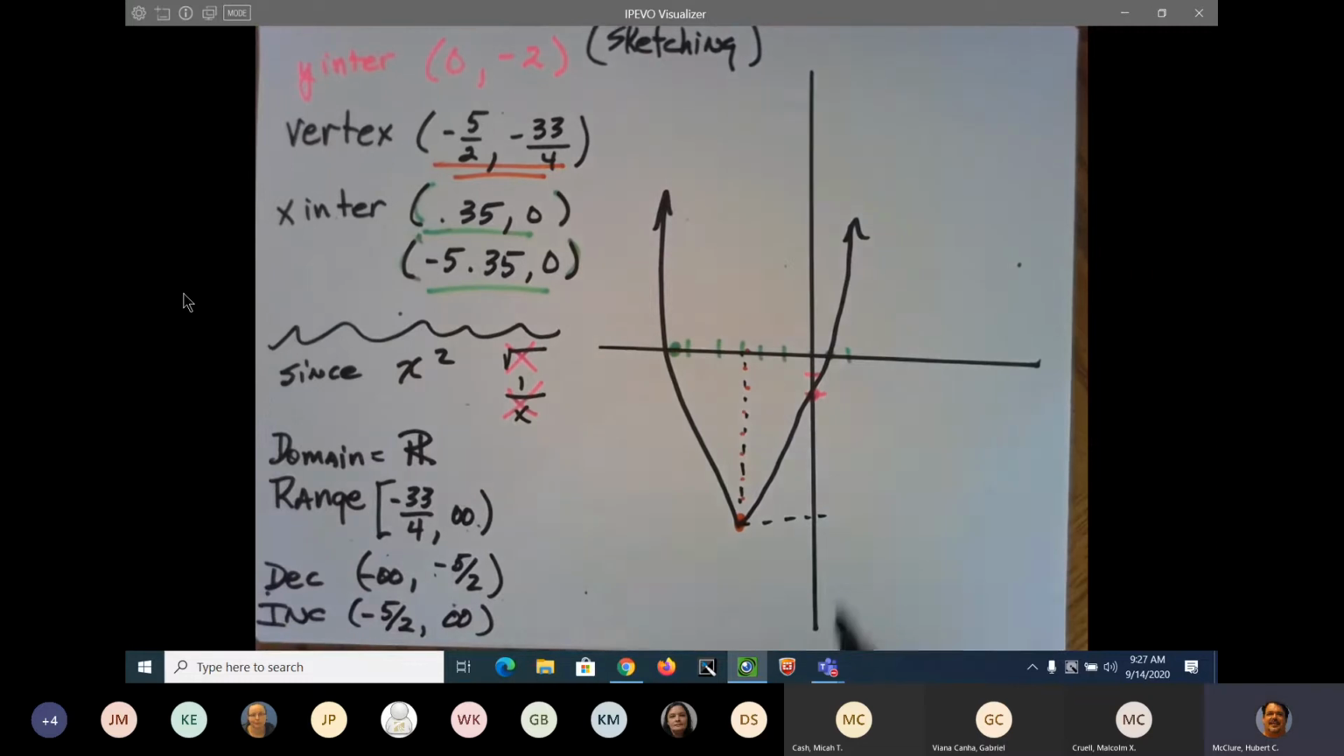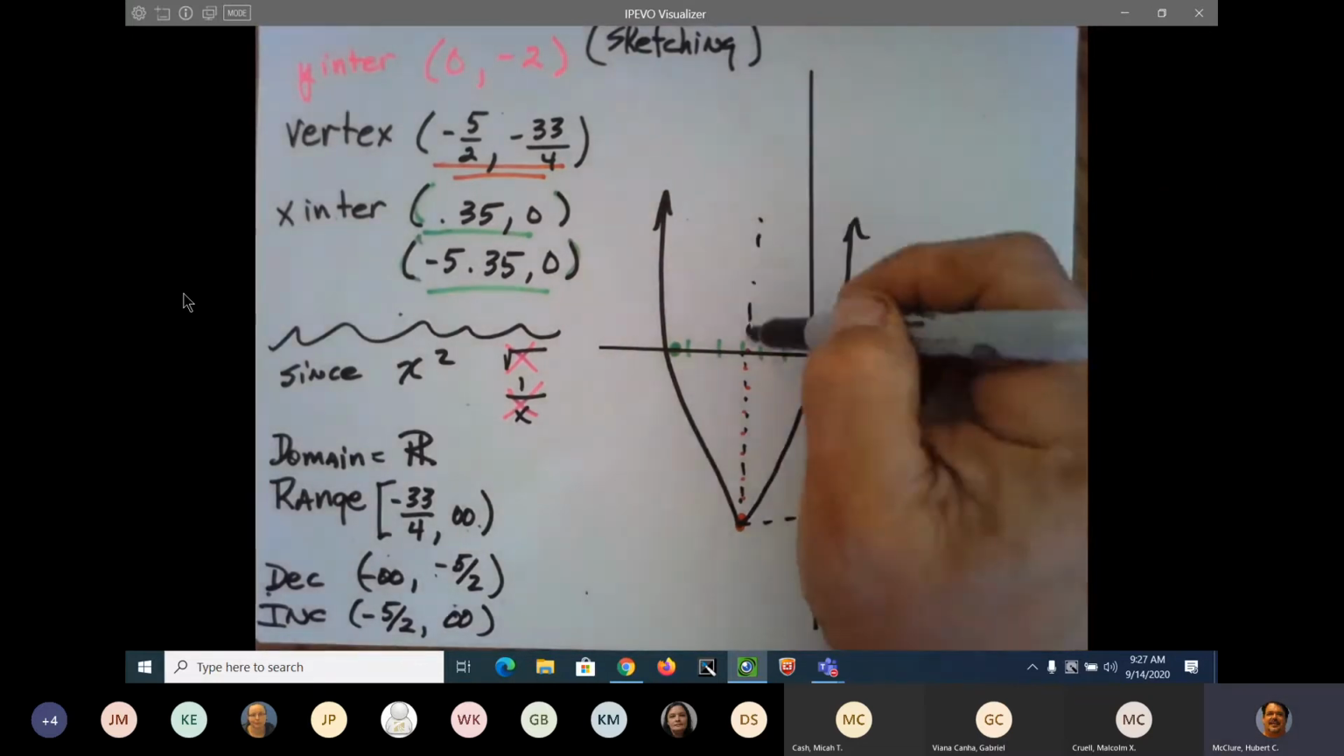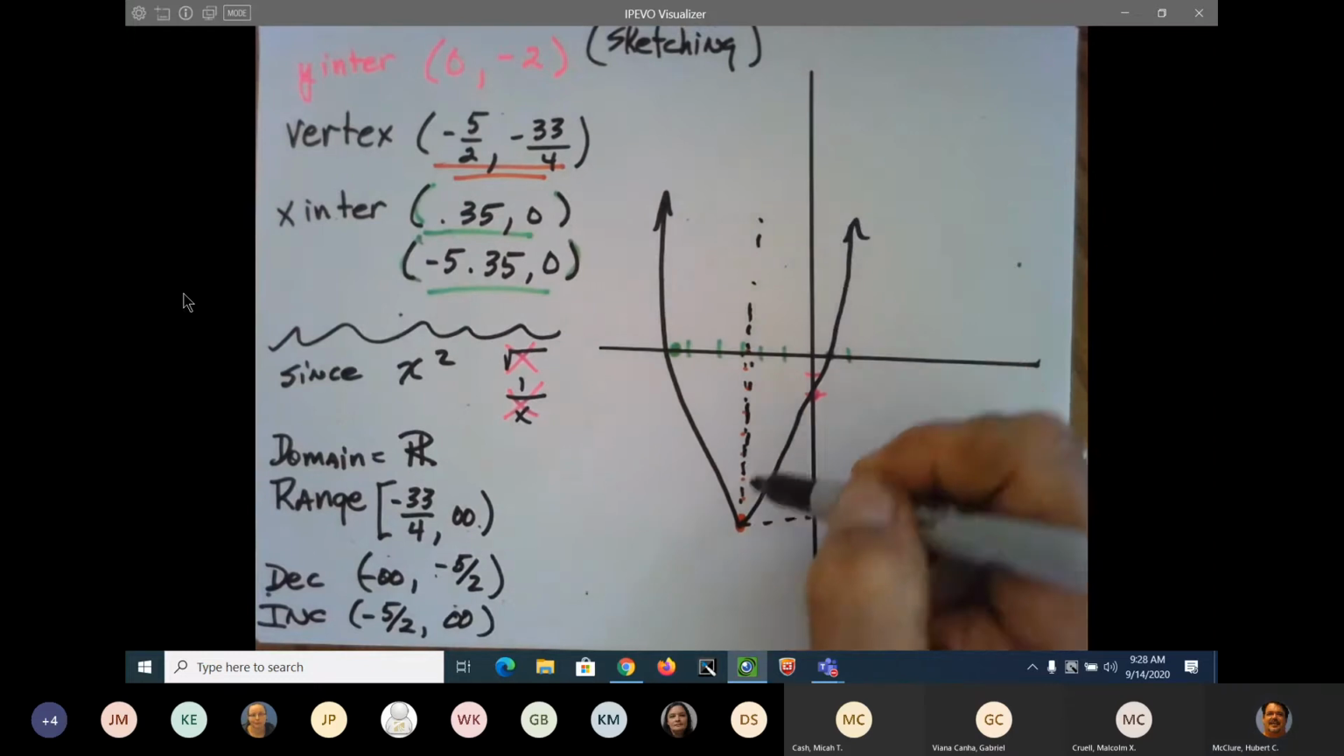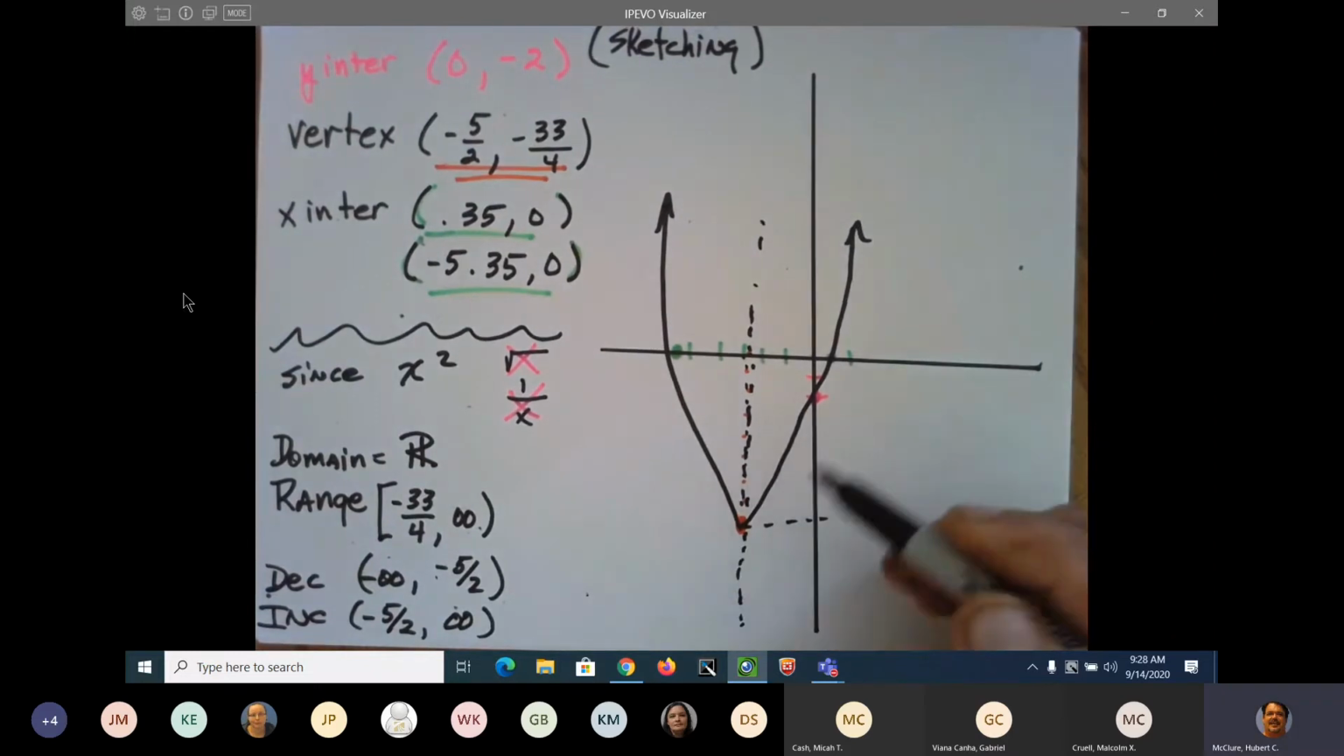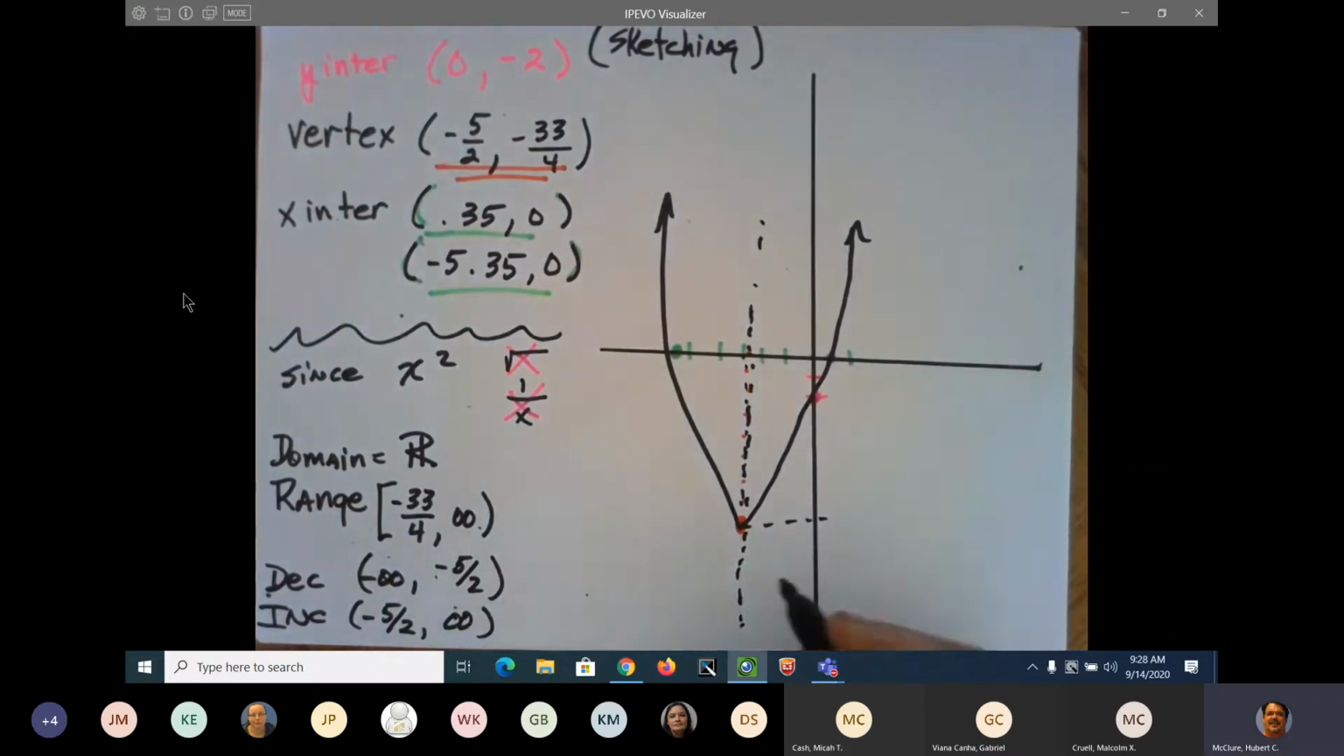And of course, the line of symmetry always goes through the vertex. Line of symmetry is x is equal to negative 5/2, in case they asked you that on the test. And that's what you should be able to do.